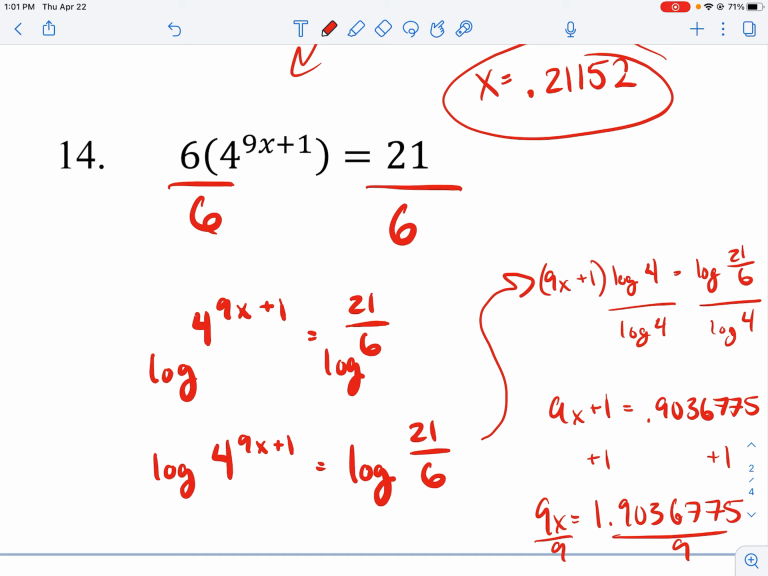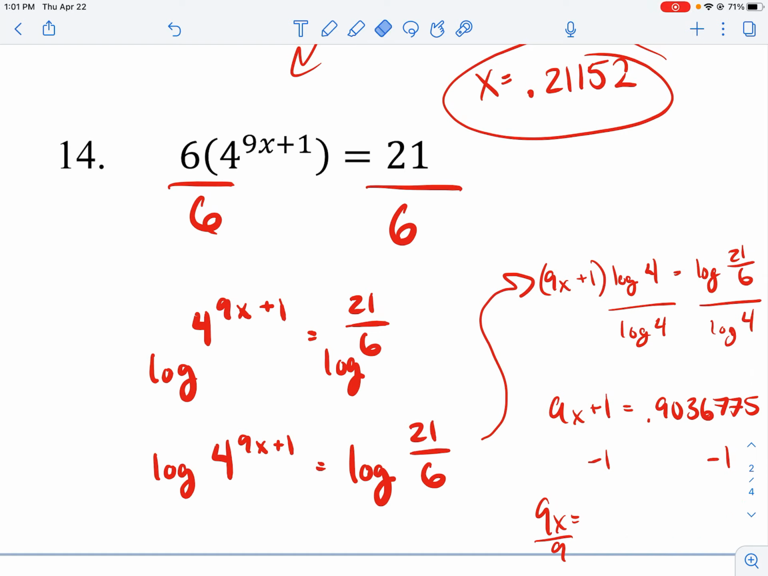21 divided by 6. There it is. What did I do wrong here? So log 21 divided by 6 is 0.554. All that divided by the log of 4. Oh, I added 1. There's the mistake. It should be minus 1, minus 1.